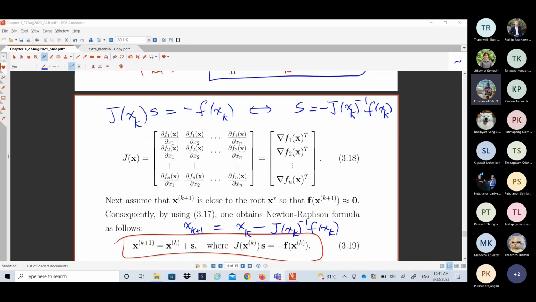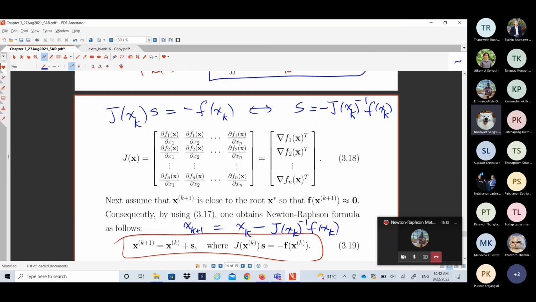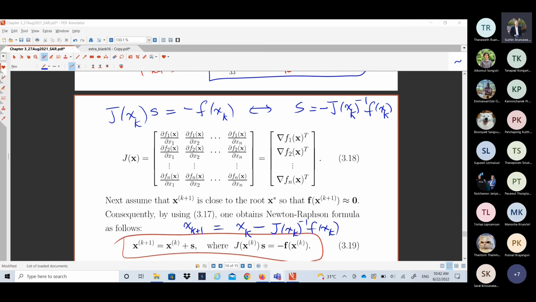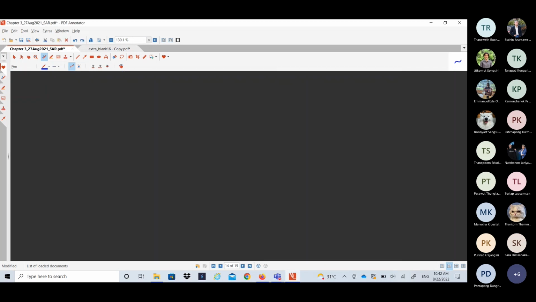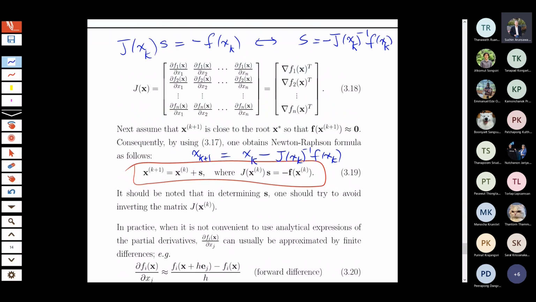Then I think 3.19 provides a closer approximation to the global minimum. No, they are equivalent. When you read, can you guess why I prefer equation 3.19? Okay, if you don't know, then I ask you further.